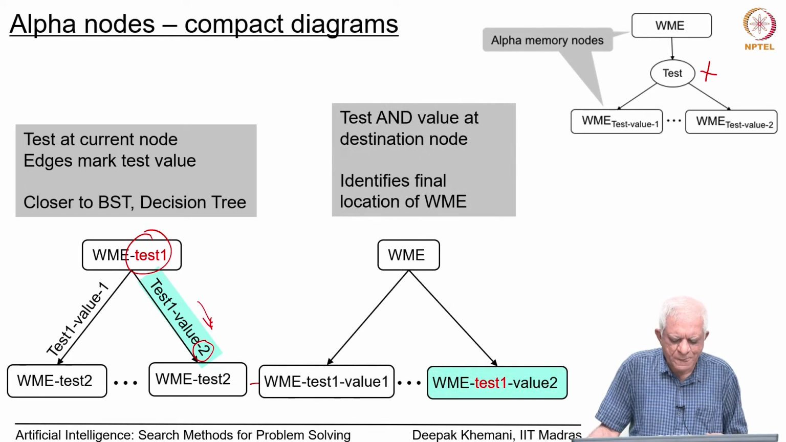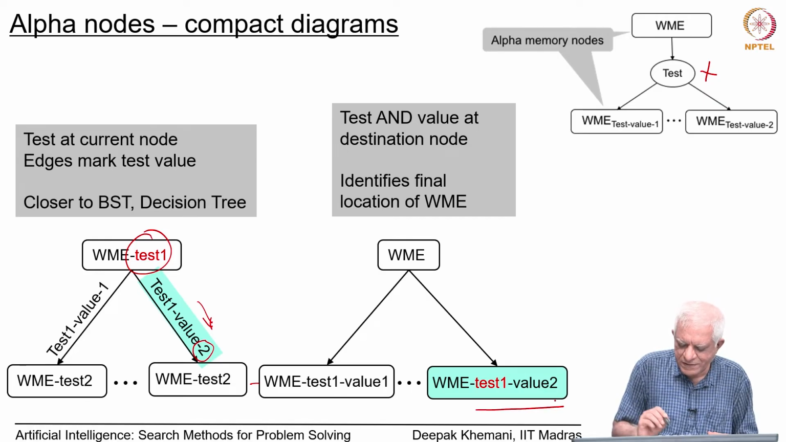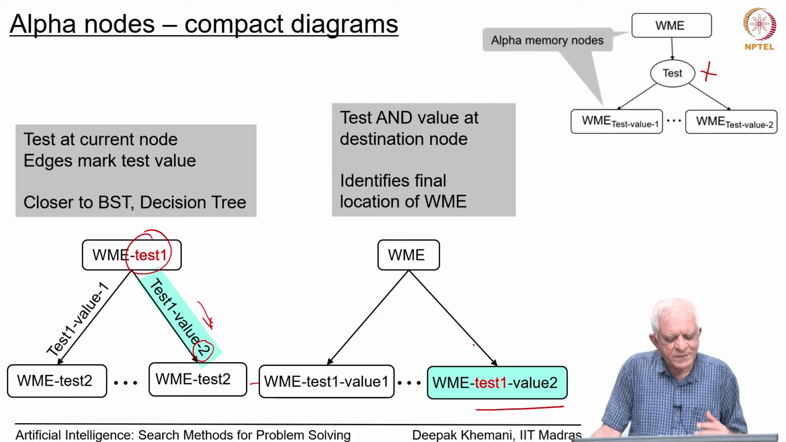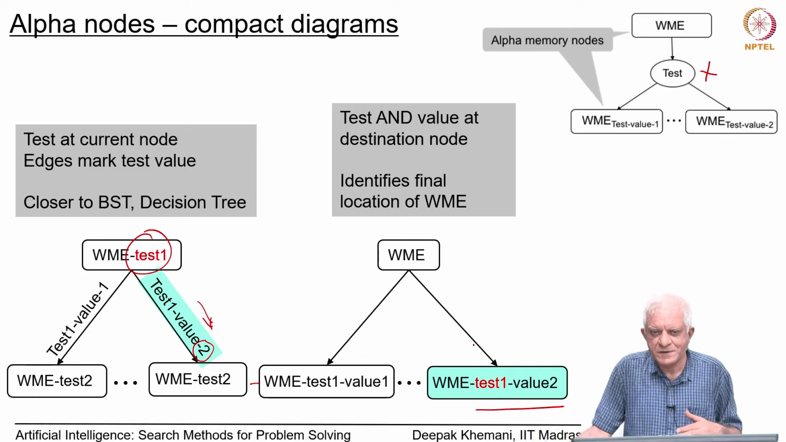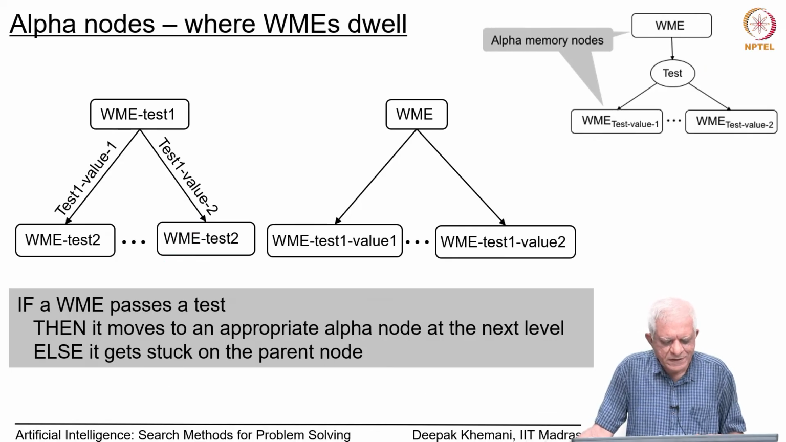An alternative way of representing the same effect is to mention the test at the destination node or at the target node. Because test 1 had value 2, we have mentioned this whole thing here in one place, and in some sense it pulls a relevant token from its parent node. So, the basic idea is that the input token was at the parent node, and it has to go to one of the children, and which child it goes to is determined by the test that we are doing on that node. So, these are the two diagrams that we have seen.